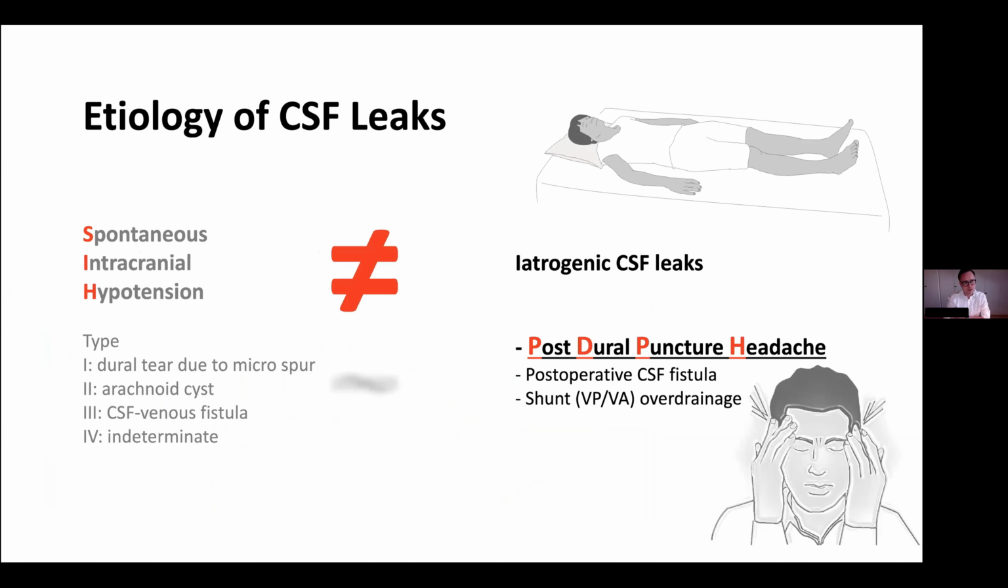So, coming shortly to the etiology of the CSF leaks. We have spontaneous intracranial hypotension, and we all know the different types described by Walter Schievink: type 1, type 2, type 3, and type 4, and intermediate. And we have those iatrogenic CSF leaks, which means post-dural puncture headaches. There are also some postoperative CSF fistulas and maybe shunt overdrainage, but I won't talk about this.